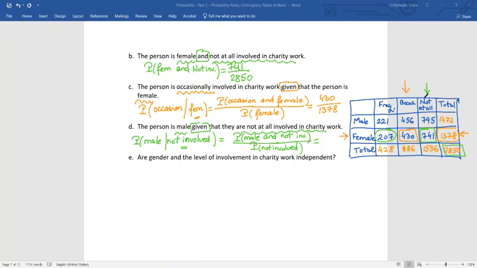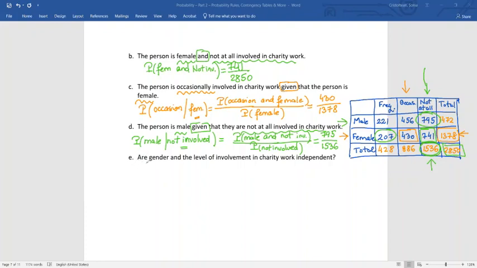Male and not involved right here, male right here. Both will actually have this number, which is 795 on the top, okay? And on the bottom, not involved. I'm looking at the partial total corresponding to not involved, which is this one this time, which is 1,536, okay? And you will simplify this if it can be simplified, and that will be the answer.